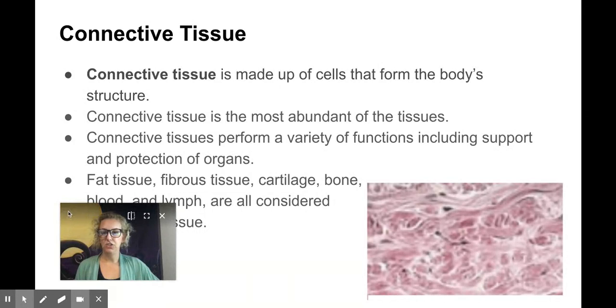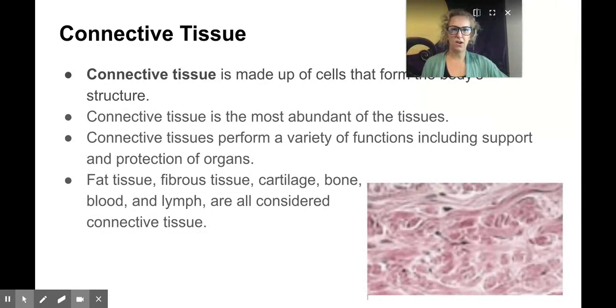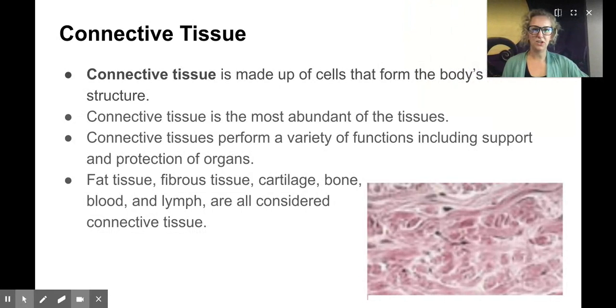Finally, connective tissue. There are so many types of connective tissue, and they all have unique functions and unique structures. So connective tissue is made up of cells that form the body's, basically the structure of the body. And so that can be anything from bone to blood, to fibers that hold your muscles to bone. Connective tissue is the most abundant tissue in your body. It is essential for support and protection of your organs.